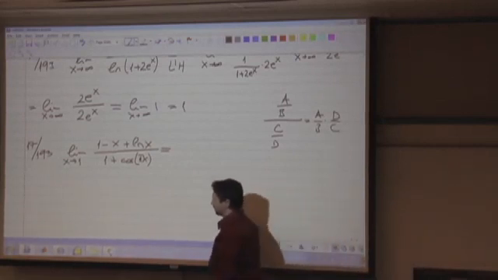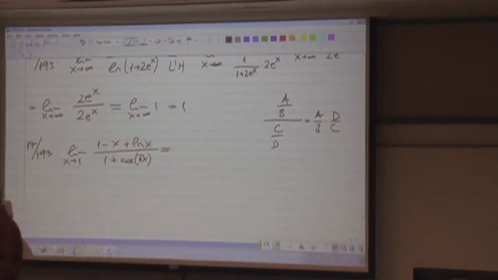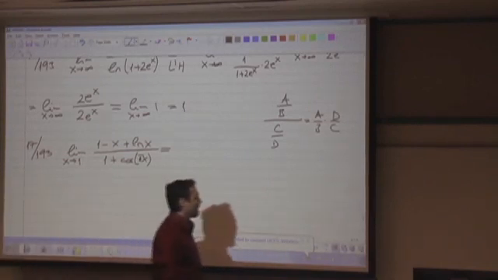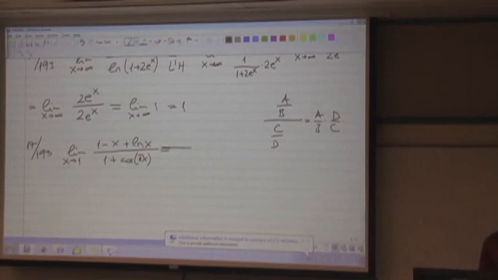And what do you get on the bottom? Cosine of pi is? Negative 1. 1 minus 1 is 0. We end up with 0 over 0, right? So what happens if we have 0 over 0? Well, then we apply L'Hopital's rule.